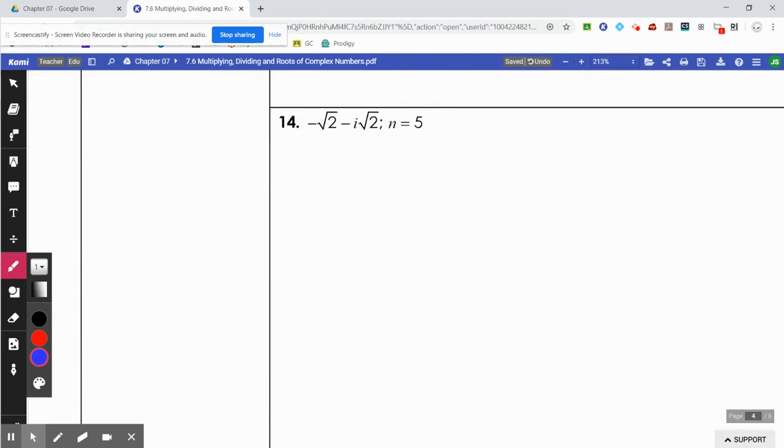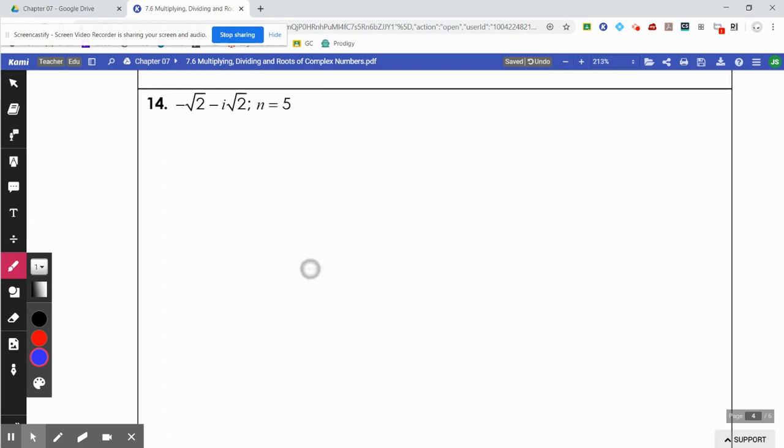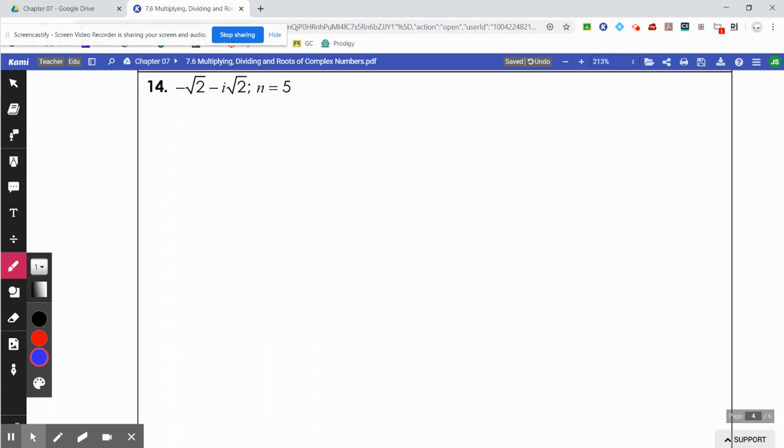Okay, number 14, last one. And I'm going to go through all the steps on this one again, just to remind you. Step number 1 is the modulus. To find the modulus, you're going to do the absolute value. So that's going to be the square root of a squared plus b squared. So that would be the square root of a squared will be 2, plus negative root 2 squared will also be 2. That's the square root of 4. So your modulus is 2.